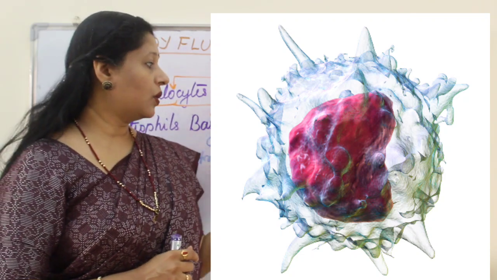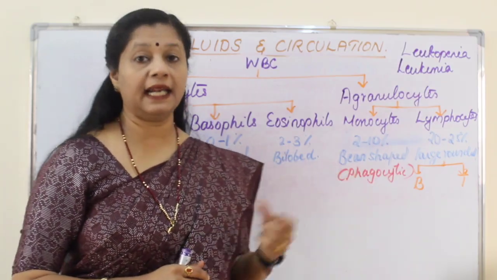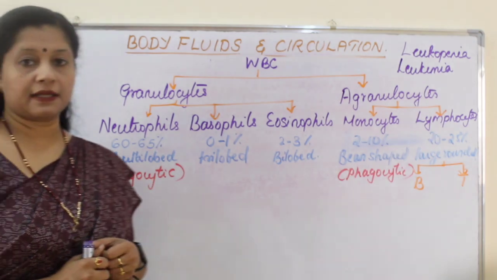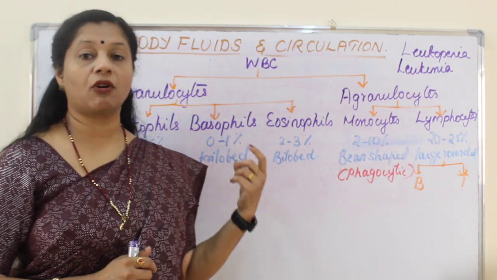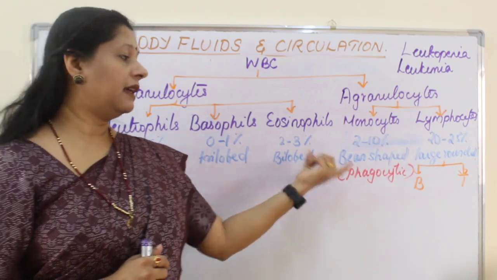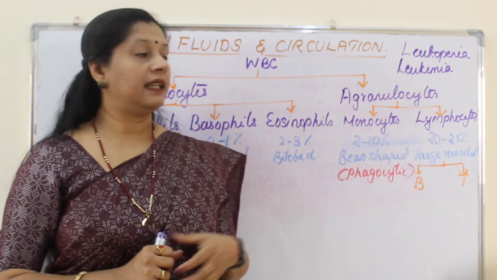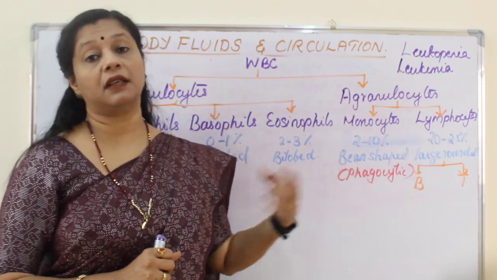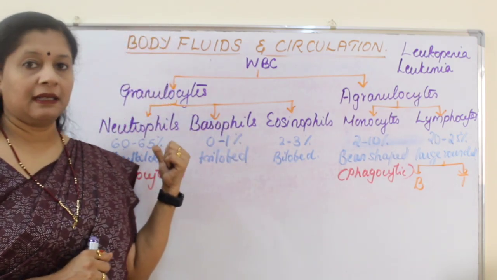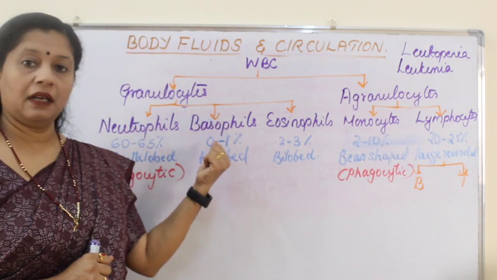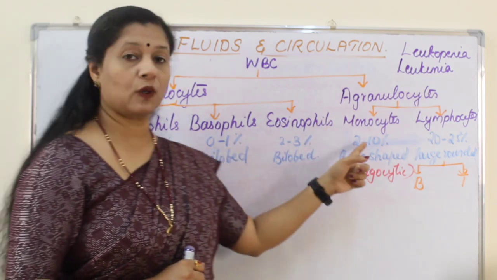And monocytes are also phagocytic like our neutrophils. When there are burnt out parts of the cells or foreign particles or germ cells, they will phagocytose them. And they are the largest among the WBC cells. So the most abundant is neutrophils, the least is basophil, and the largest is monocyte.